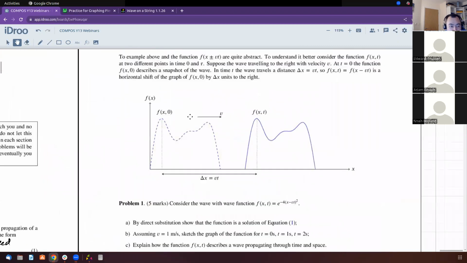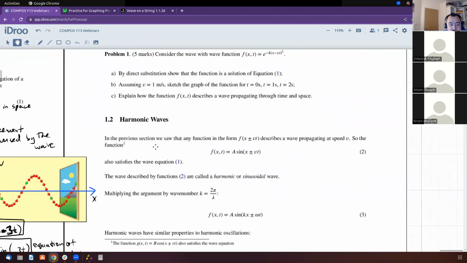And here we have a function that in time vt travels this distance. So it's a horizontal shift. Look, f of x minus vt is just a horizontal shift by vt. And vt is the distance the wave travels with speed v in time t. So this should make perfect sense.